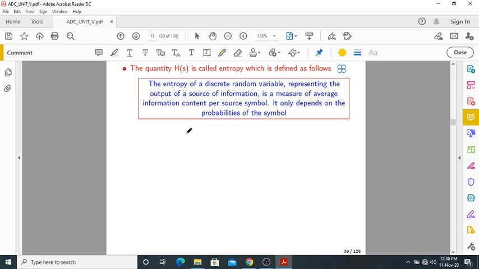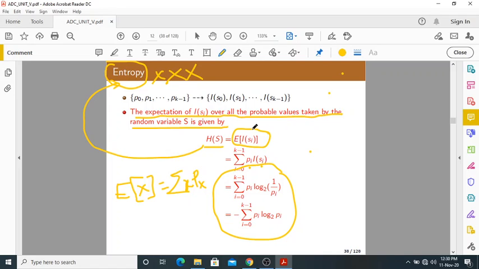So here, what does entropy mean? It is a measure of the average information content per source symbol. So what is the average information in the source symbols? If I take expectation, generally I get the average value only. Expectation means average value only. So entropy means the average information of the source.